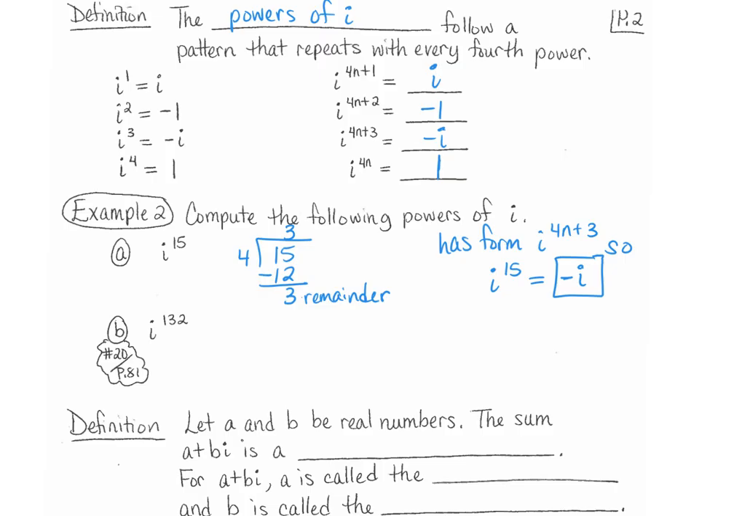Go for it. So we do 132 divided by 4. 4 doesn't go into 1, but 4 goes into 13. How many times? 3 times. 3 times 4 is 12. 13 minus 12 is 1. Bring your 2 down. 4 goes into 12 how many? 3. 3 times 4 is 12. 12 minus 12 is 0.